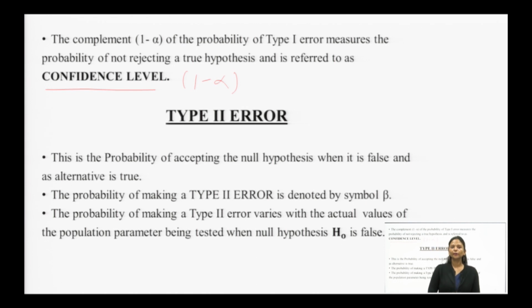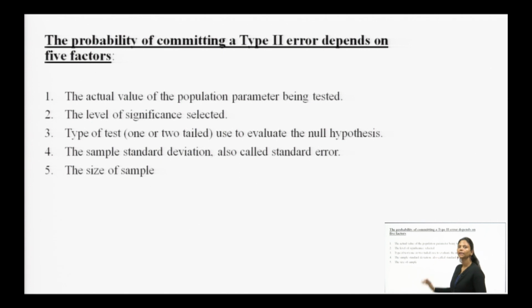What is a type 2 error now? Type 2 error is the probability of accepting the null hypothesis when it is false and the alternative hypothesis is true. The probability of making a type 2 error is denoted by beta, and it varies with the actual value of the population parameter being tested when the null hypothesis H naught is false. The probability of committing a type 2 error depends on 5 factors basically. What are those 5 factors? The first is the actual value of the population parameter being tested, which is one thing on which my type 2 error depends.